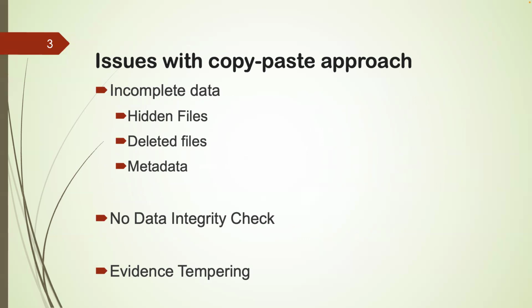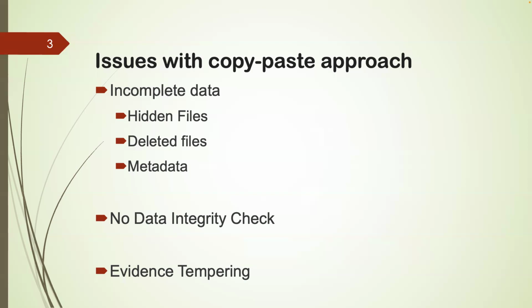So the issues with the traditional copy paste approach are threefold, or there are many, but we will discuss them one by one. First are the hidden files. If the suspect hides some file from plain view inside that flash drive, you can just right click on any file and hide it. So the first issue is hidden files: if a file is hidden and before making the copy you didn't unhide or reveal it, then you will not be able to copy those files.